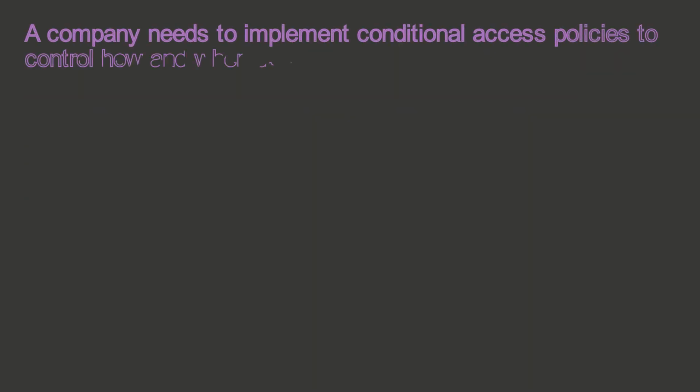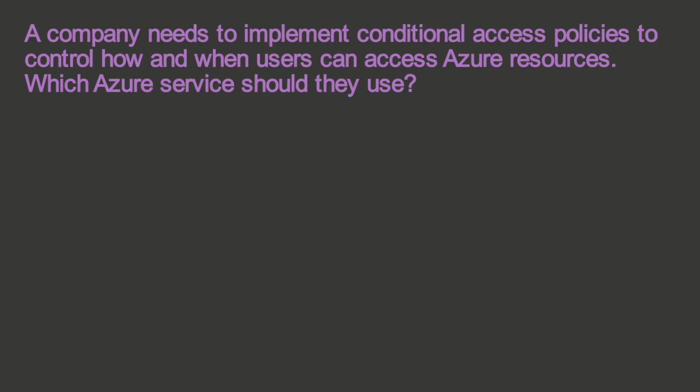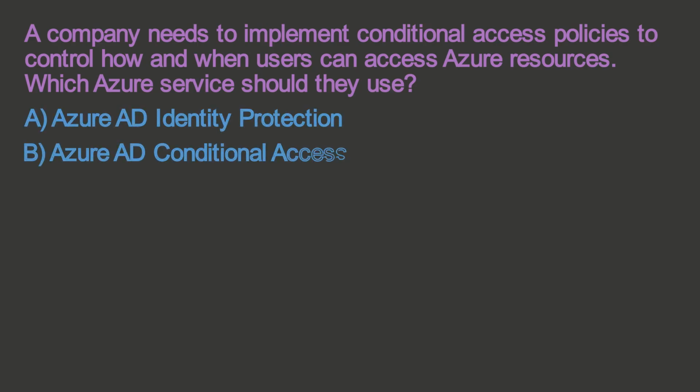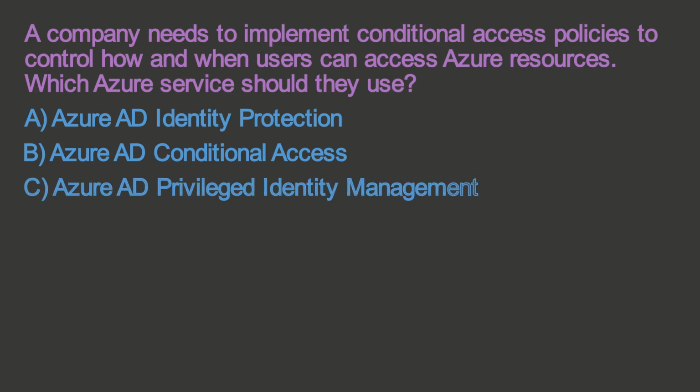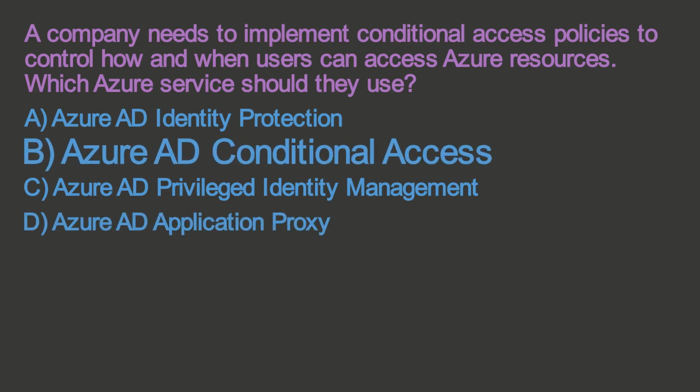A company needs to implement conditional access policies to control how and when users can access Azure resources. Which Azure service should they use? A. Azure AD Identity Protection. B. Azure AD Conditional Access. C. Azure AD Privileged Identity Management. D. Azure AD Application Proxy. The correct answer is B.